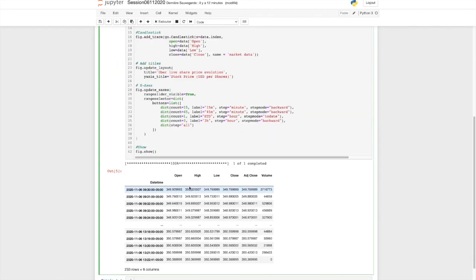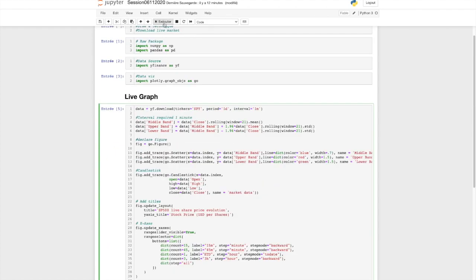Let's add a title. Instead of Uber, that's going to be SP500 live share price evolution. I'm going to add the dictionary in order to be able to filter on the last 15 minutes or the last 45 minutes. And let's execute.